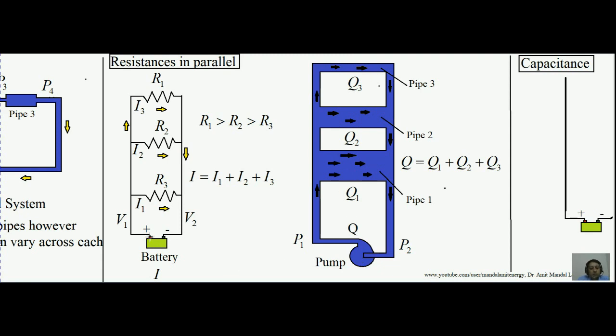Like the same, the voltage difference will be the same across all the resistances, same as P1, P2 being the pressure difference applied on all three pipes. However, the current through each resistance can be different. The ultimate current delivered by this battery will be I equals I1 plus I2 plus I3. Same as the total discharge by this pump will be the algebraic addition of Q1 plus Q2 plus Q3. This is the equivalent mechanical circuit of resistances in parallel.